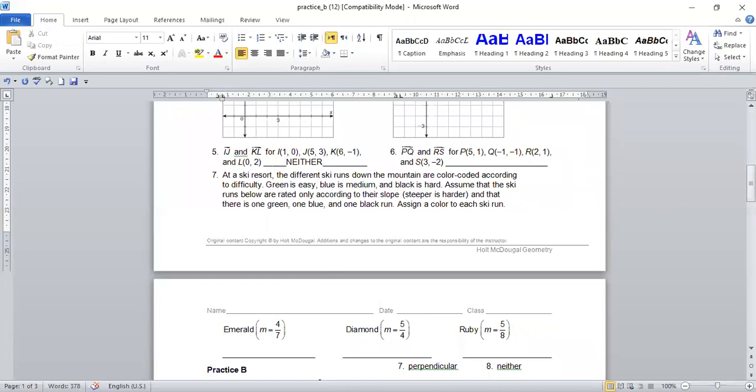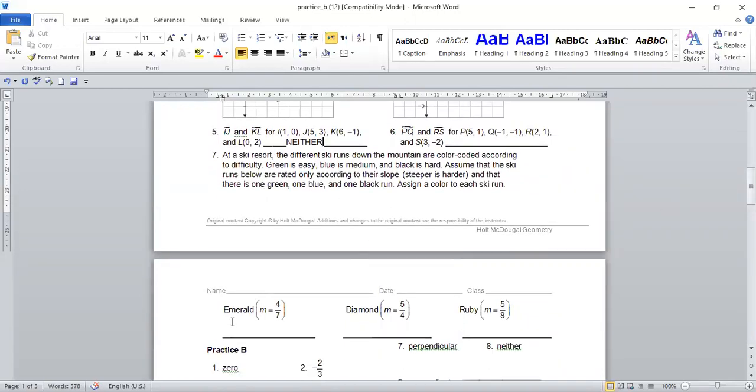The clue they have given us is emerald's slope is 4/7, diamond's is 5/4, and ruby's is 5/8. Now in fact, if you consider them as fractions, this is another way, not using the same method, but we have many ways to solve these questions.